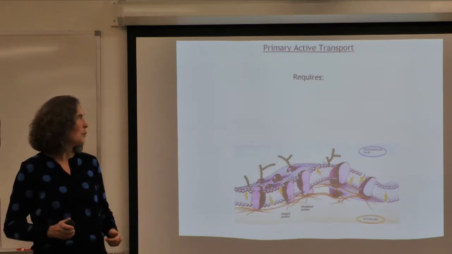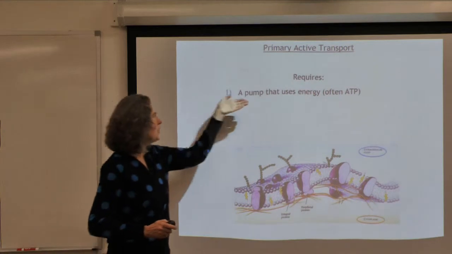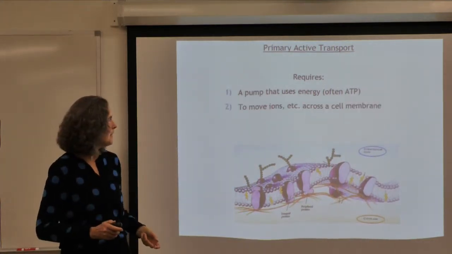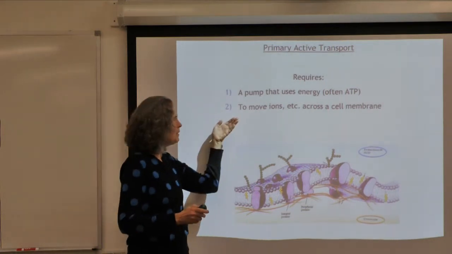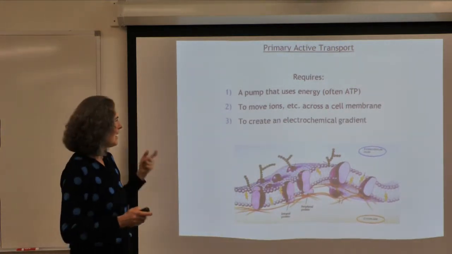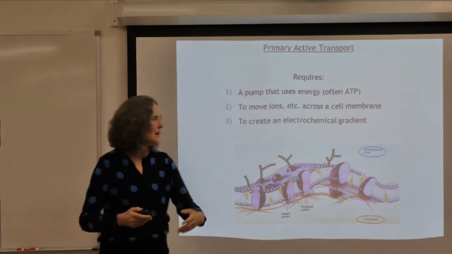And we're going to start with primary active transport, which requires three things. First of all, it needs a pump that uses energy, which is often ATP. What it's doing with that pump is moving ions, that we just discussed, across the cell membrane. And the key element is that it's creating an electrochemical gradient.